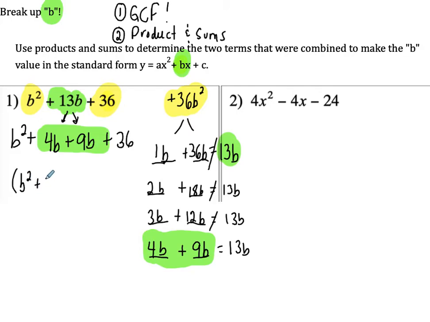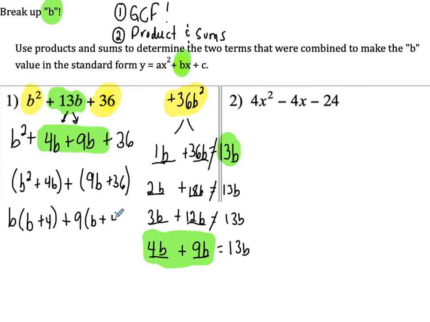So I have b squared plus 4b as my first group, plus my second binomial, 9b plus 36. And then from there, I can start to look for some common factors. There is a common factor of this first pair, which is b, leaving me b plus 4. And there's a common factor of the second pair, which is 9. If I factor out 9, 9b divided by 9 is b, and 36 divided by 9 is 4.